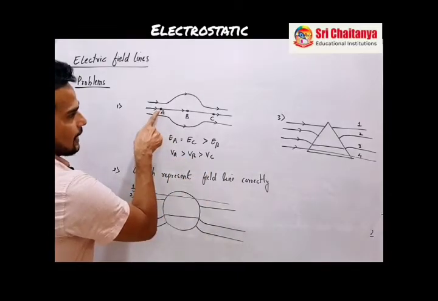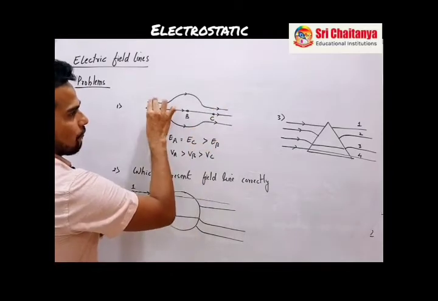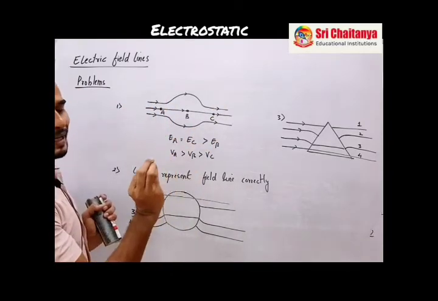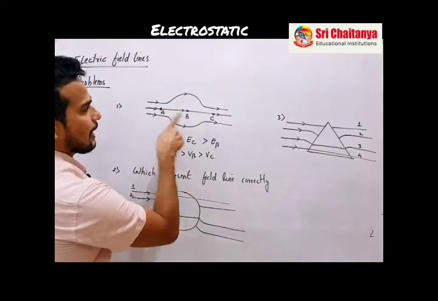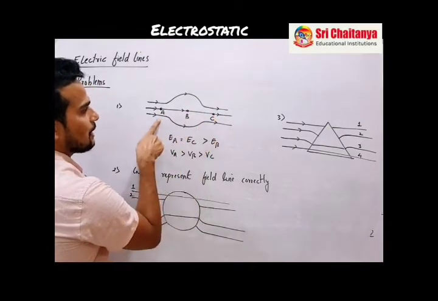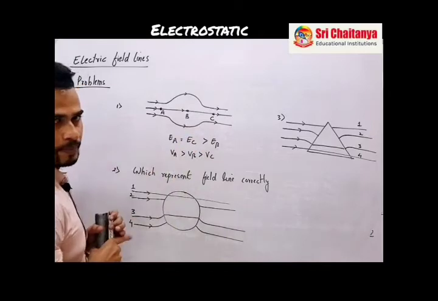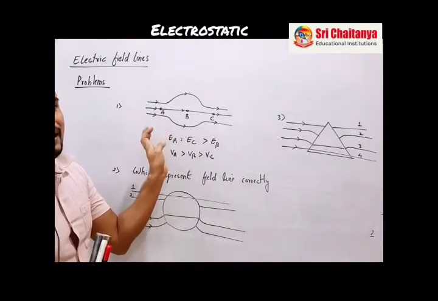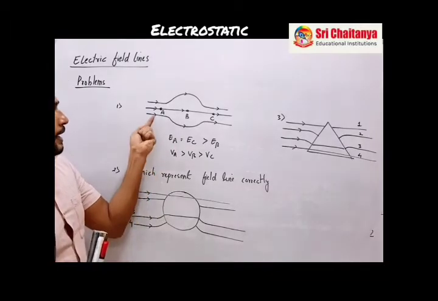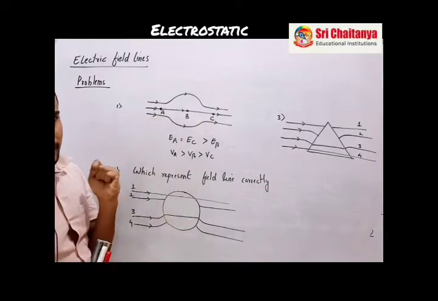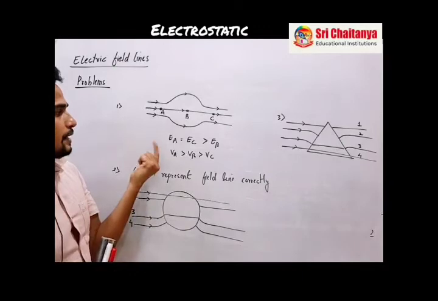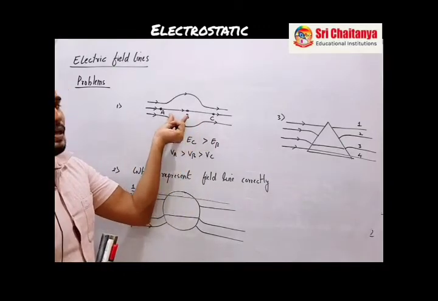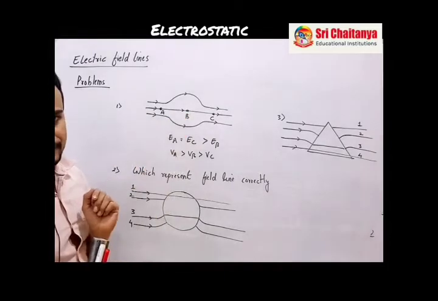If you see here, at A and C, the density of field lines is the same. And I told you density represents strength. So density at A and density at C is the same, that means field at A and field at C will be equal. But at B density is less, that means field at B will be less. So we can say EA will be equal to EC, because density is the same, so field is the same. And this field will be more than B because at B density is less.